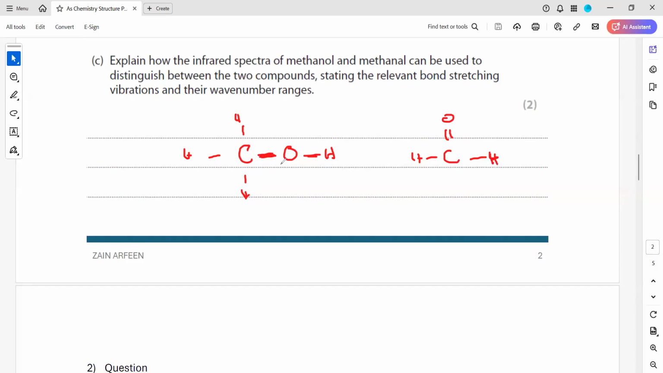Because in methanol, this OH bond absorbs in the range 3750 to 3200. So this bond absorption will be there in methanol. But in methanal, the bond absorption is from 1740 to 1720. So this will not be there in methanol because there is no C double bonded with O in methanol. So this will be missing. And same thing, there is no OH bond in methanal, so this will be missing. Is it clear? The bond absorption?